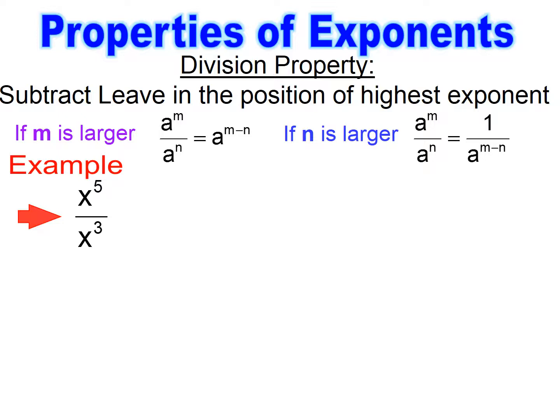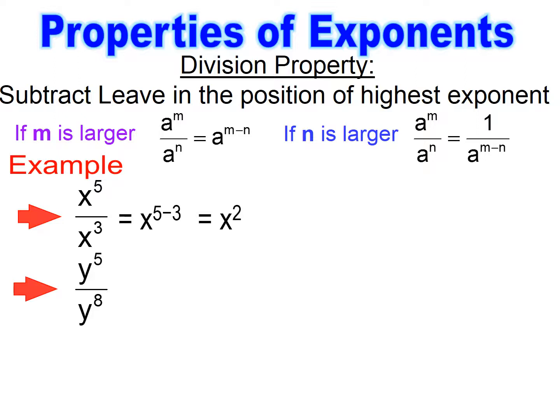We have x to the 5th divided by x to the 3rd. The higher exponent's on top, so I'm going to subtract the 3 from the 5, and I'm going to be left with x squared. This next example, you see that we have the higher exponent on the bottom.